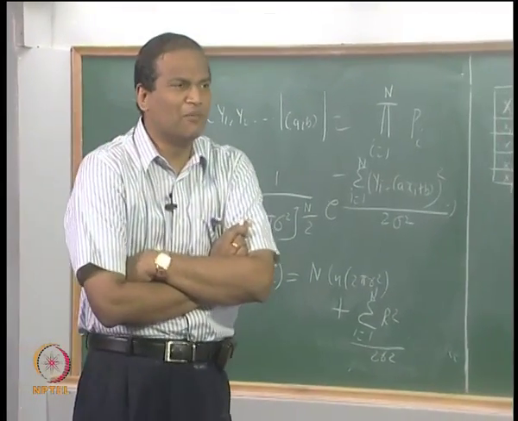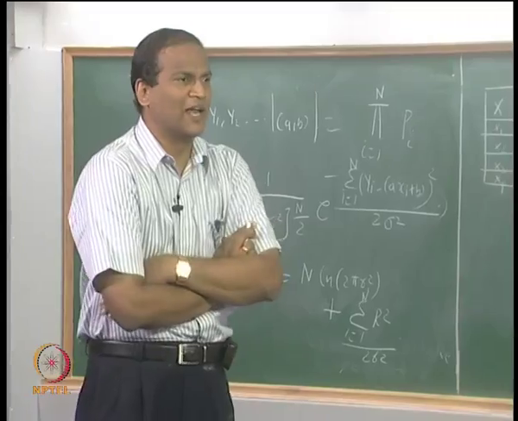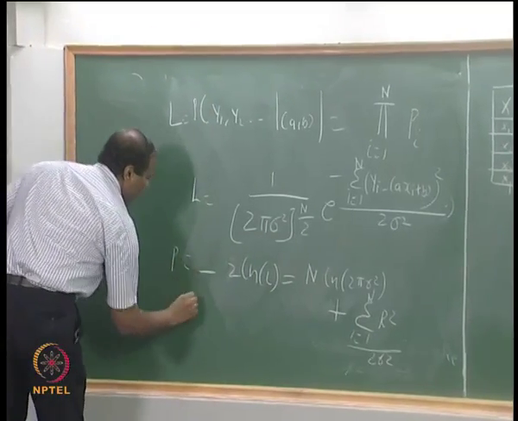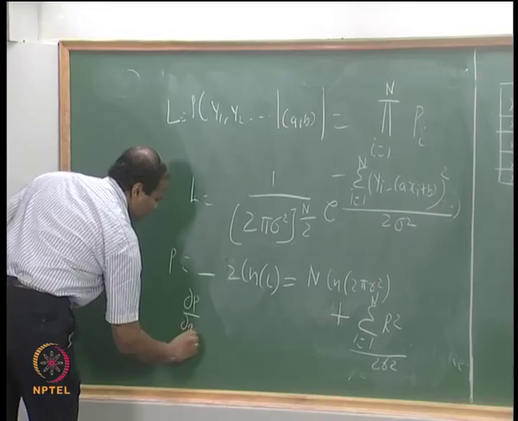Sigma is not a variable in the problem, right? Sigma is known, it is an instrument characteristic. Now you can go ahead and call this as P. You can do dou P by dou A is equal to 0.